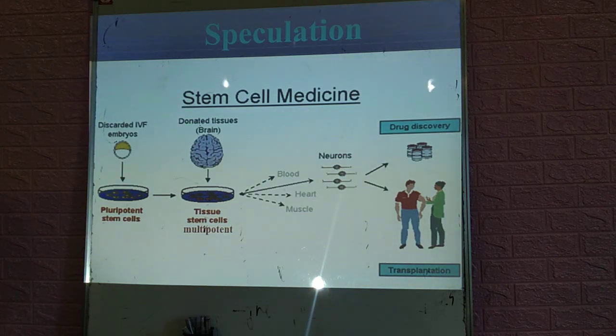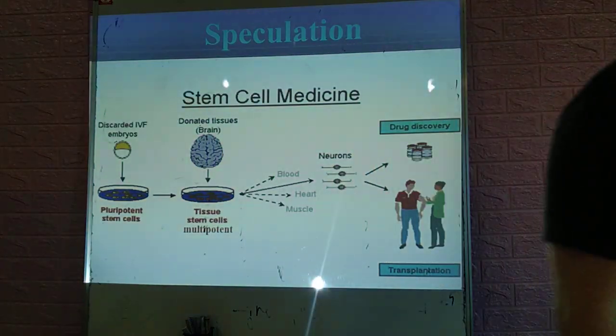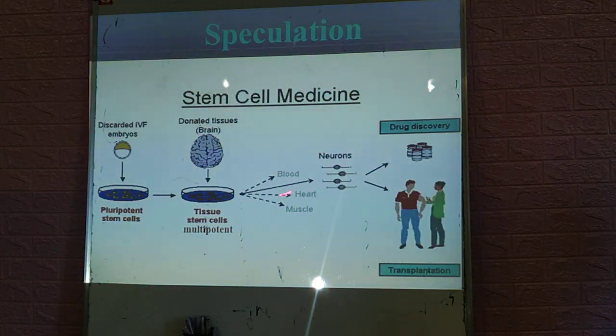So what happens here? Tissue stem cells are also donated in such a case, and these can be multipotent because they're already coming from an adult individual. These cells can be the source of other tissues, let's say, blood tissue, heart tissue, and muscle tissue. And this can be utilized for either transplantation or drug discovery. So the speculation when it comes to our stem cell therapy is this: it is the collection of all the stem cells coming from embryonic or adult stages, and these can be developed into any other cell or cell line for transplantation and for drug discovery.